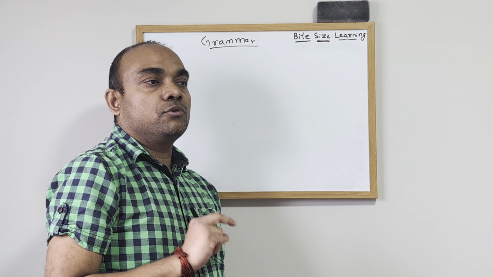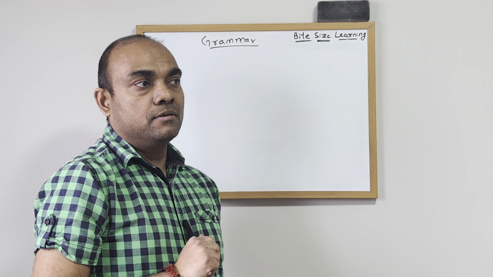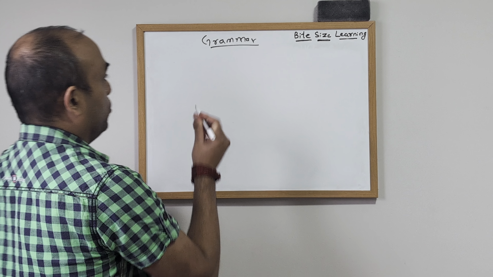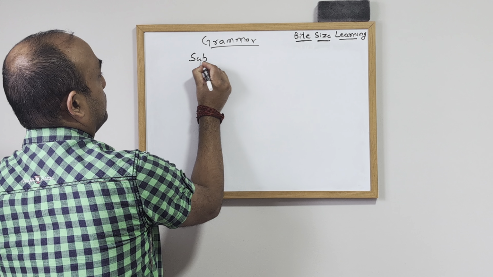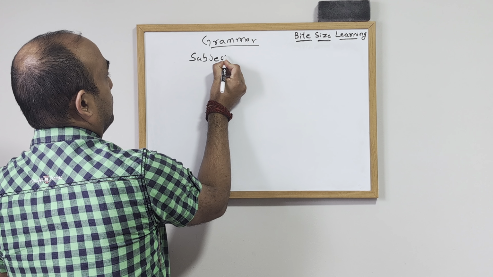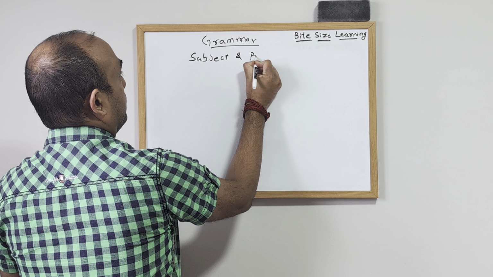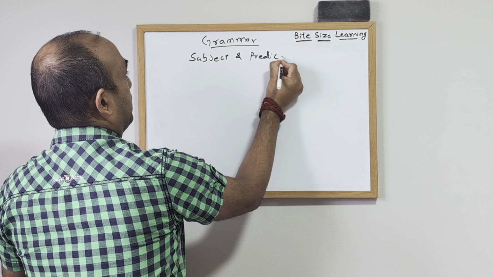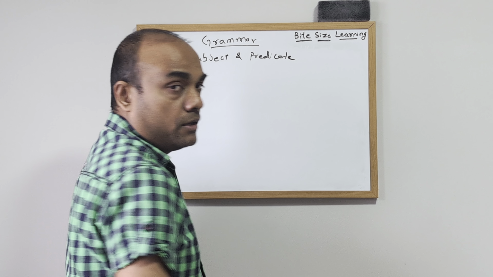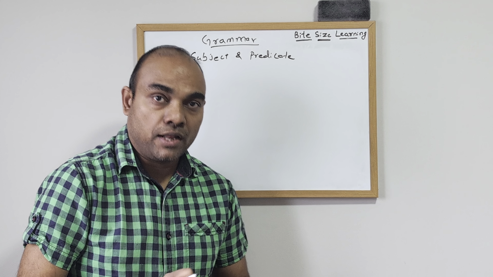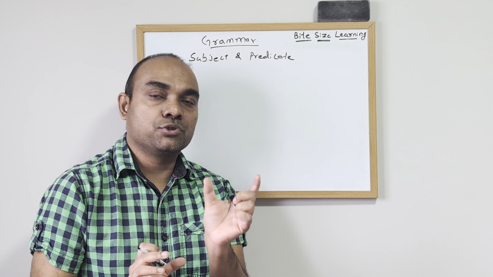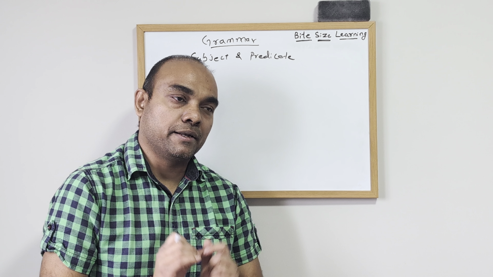So today we are going to talk about another small topic, that is subject and predicate. So any grammatical sentence will have two portions. One portion is called subject, another portion is called predicate.